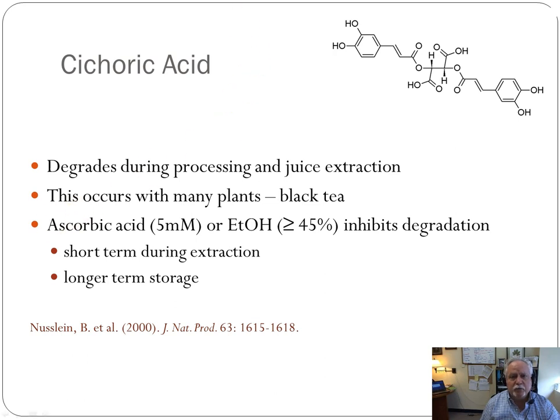So another one of the fractions, we were just looking at alkylamides, is chicoric acid, which is a phenylpropanoid derivative. Now this tends to degrade during processing and juice extraction. Chicoric acid is in a lot of different plants. We see it in black tea. Black tea is a fermented green tea leaf, and it's dried and processed. Just a simple addition of some ascorbic acid or alcohol for anything greater than 45% can actually inhibit the degradation.